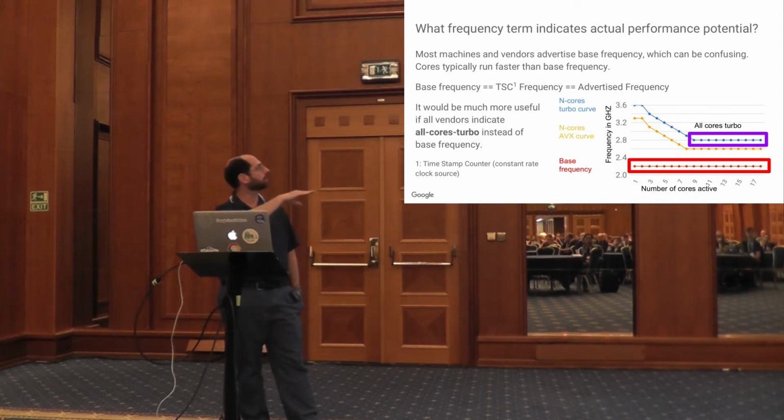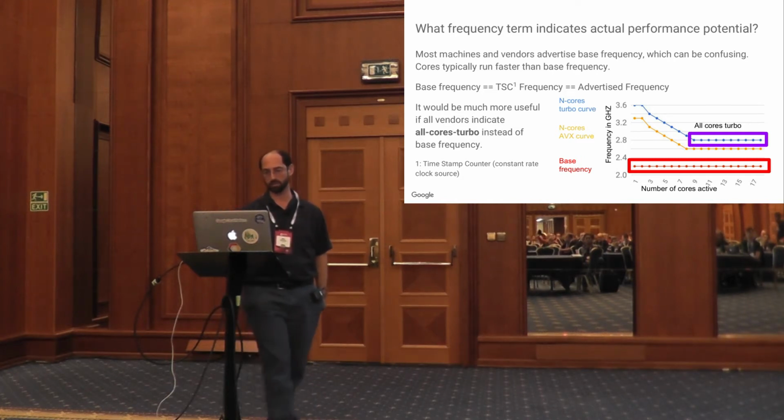There's a similar plateau below that for the AVX running, and whether or not each core is affected by its neighbor being AVX is part specific, so I won't talk to that. But in general, this base frequency is the number that typically gets advertised, and it doesn't mean very much.